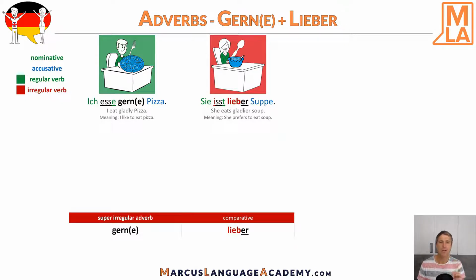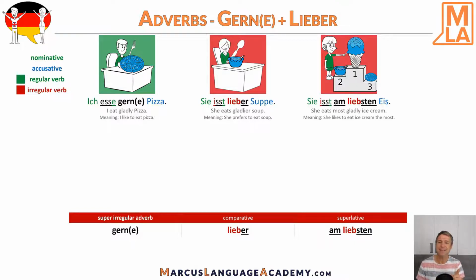Now, the superlative here is am liebsten. And again an example. Sie isst am liebsten Eis. Literally, she eats most gladly ice cream. And the meaning is she likes to eat ice cream the most. Gern, lieber and am liebsten work for all other verbs as well.